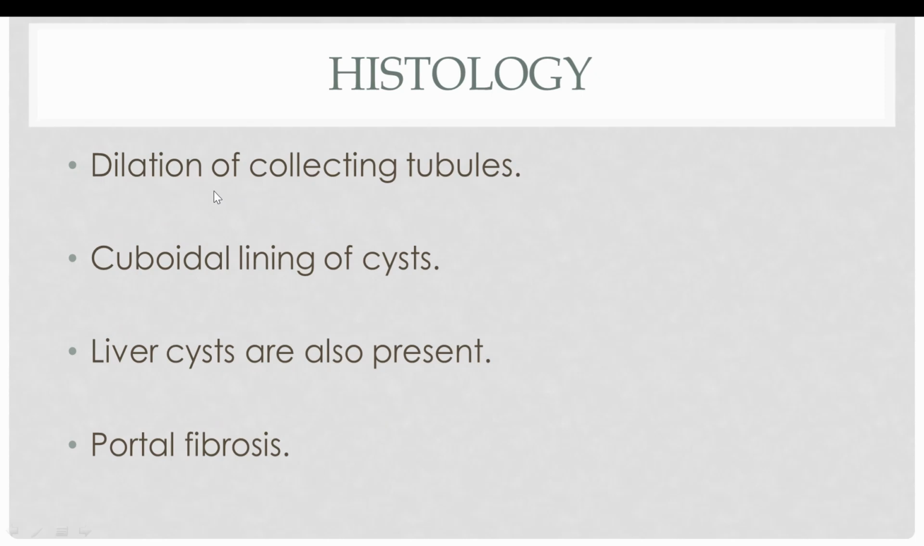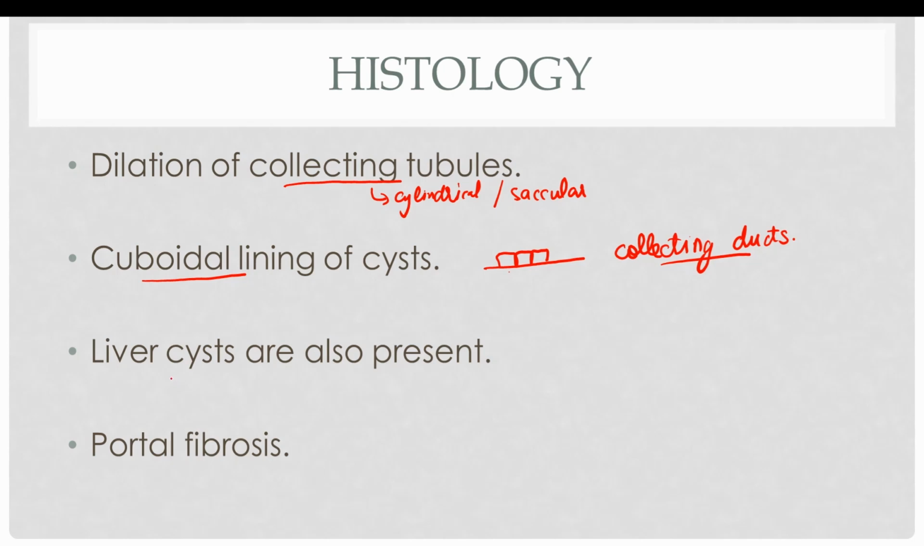The histological picture reveals dilation of the collecting tubules in a cylindrical or less commonly in saccular pattern. The insides of these dilations are formed by the cuboidal cells. The presence of cuboidal cells in these cysts indicate the origin from collecting tubules. In almost all the cases of childhood polycystic kidney disease, liver cysts are present, which are also associated with the presence of portal fibrosis.